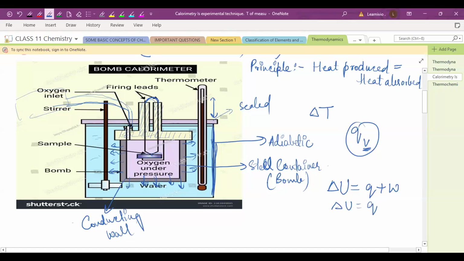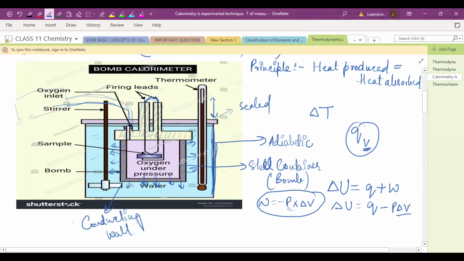What is W for the isochoric process? W is basically the work done. We learned the formula for work done in the last class: minus P into delta V, the product of external pressure and the change in volume. So you can just substitute it over here. Plus and minus will be minus, so it will be Q minus P delta V.